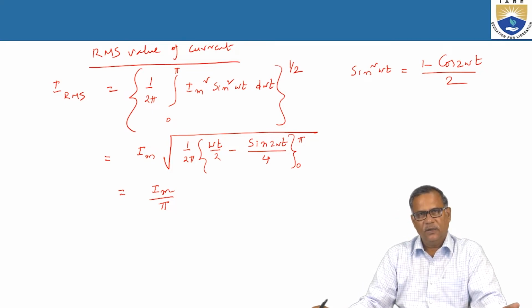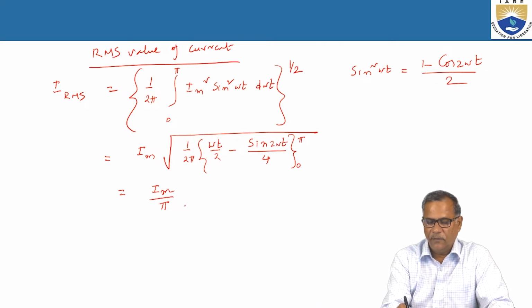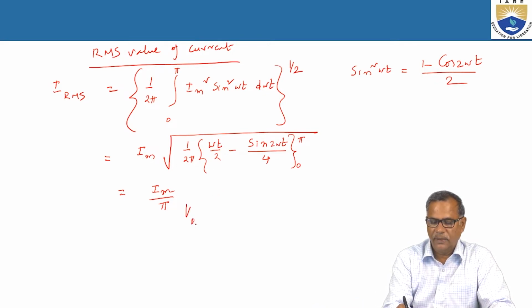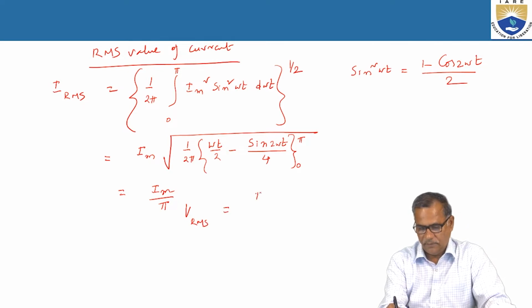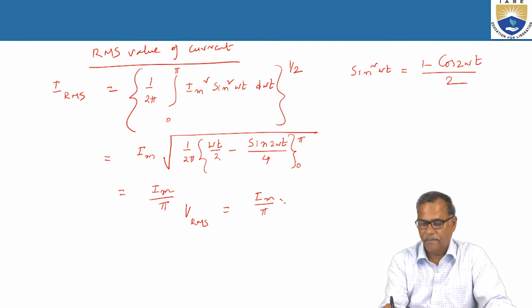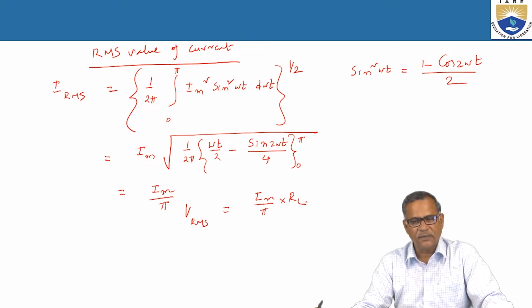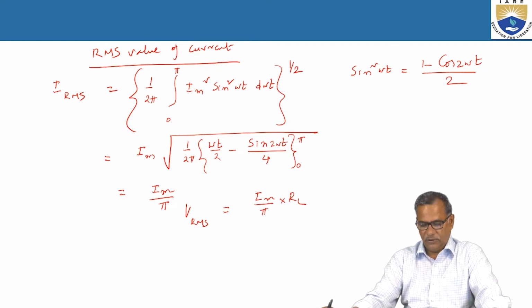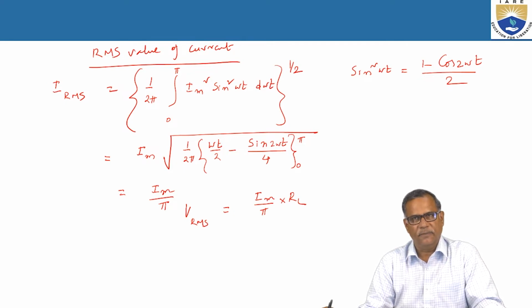And what is the root mean square value of voltage? VRMS is equal to Im by pi into RL, because the output voltage appears across a load. So Im by pi into RL gives us the RMS value of voltage.